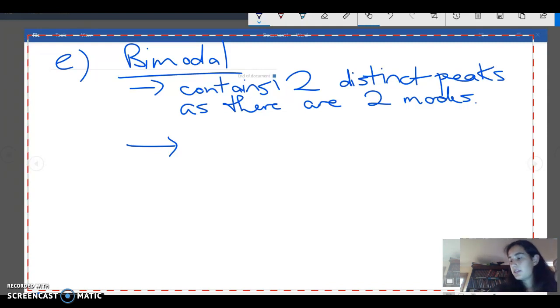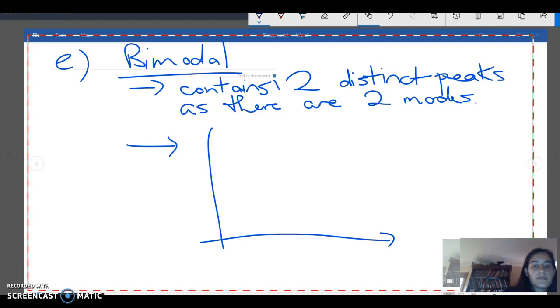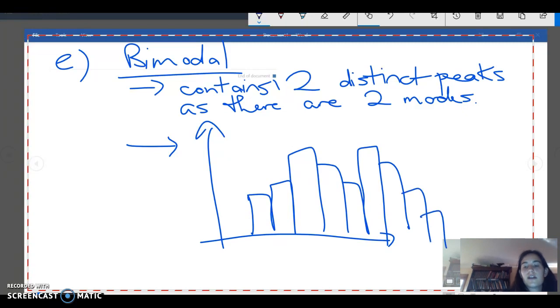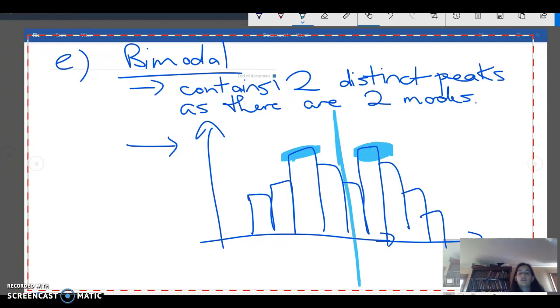So bimodal, it contains two distinct peaks as there are two modes. So let me draw that out. It's going to look something like so. As you can see, this is the mode, and that is the mode. They're two distinct peaks, and there's sort of a middle, there's a symmetry to this. There's two clear modes. Okay, so that's what bimodal means, two modes. The mean and the median lie in the middle.